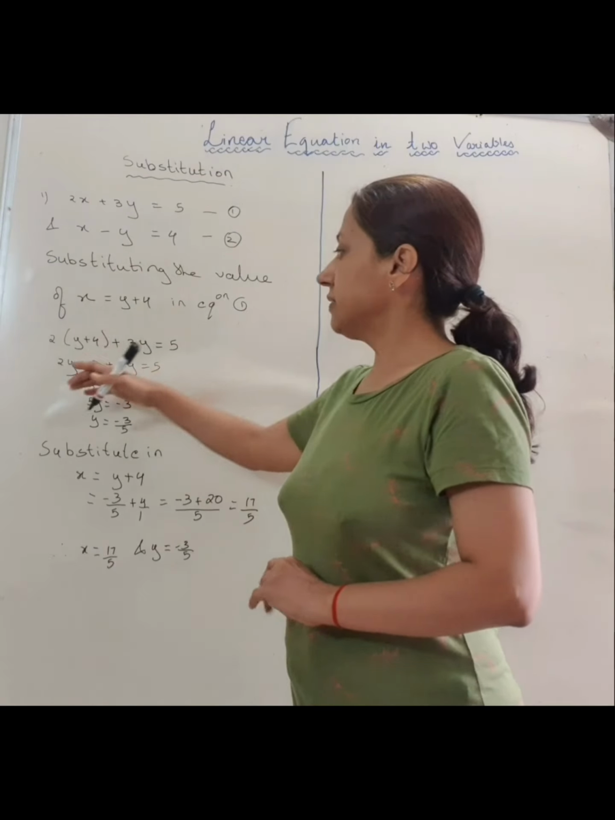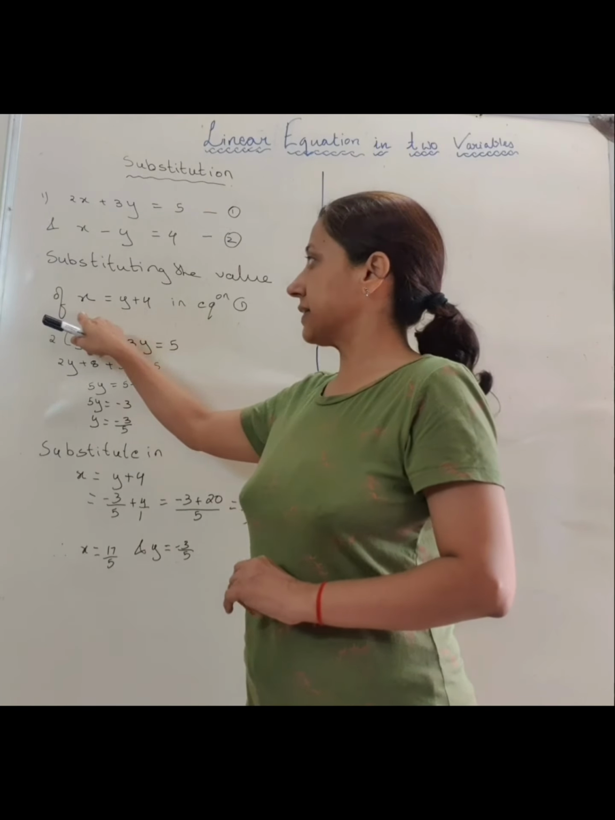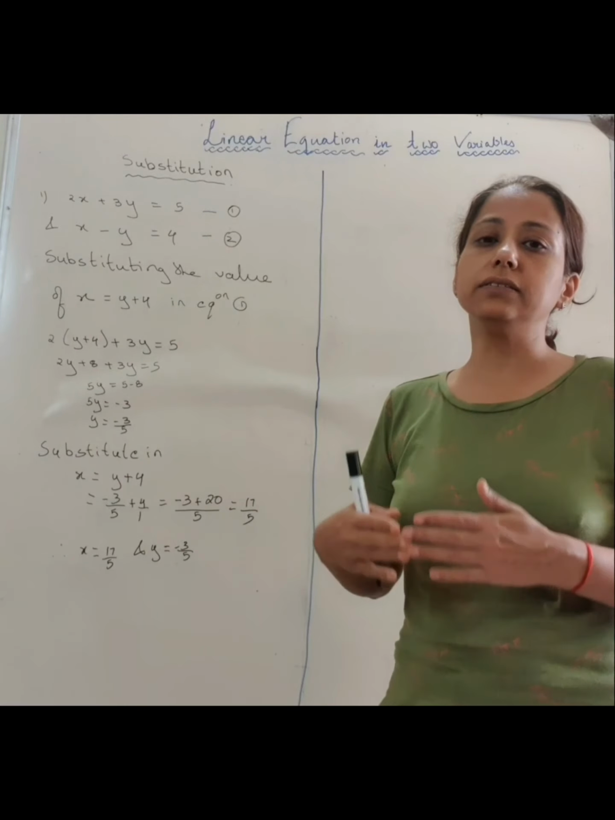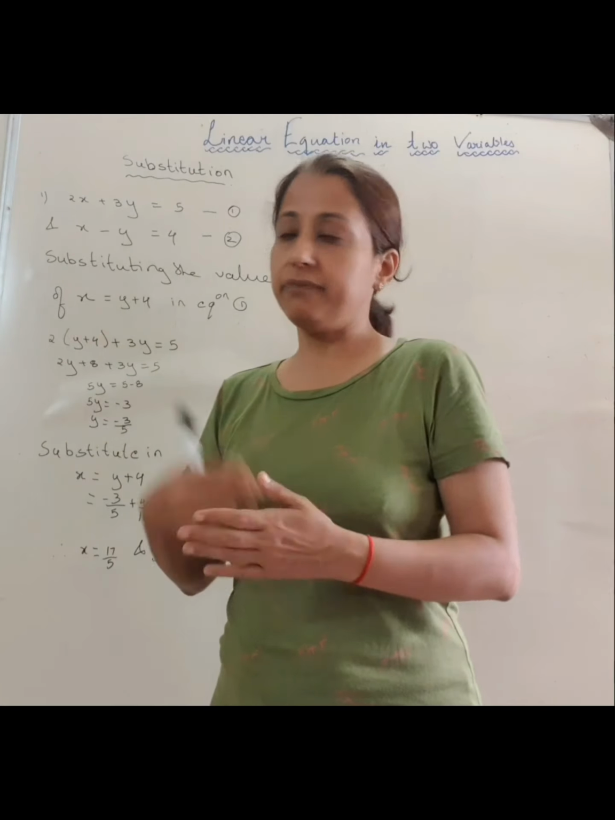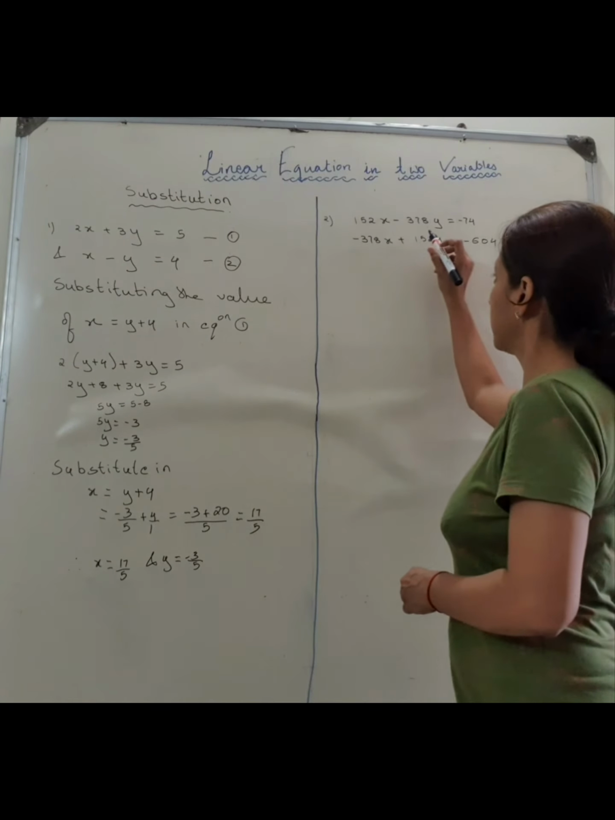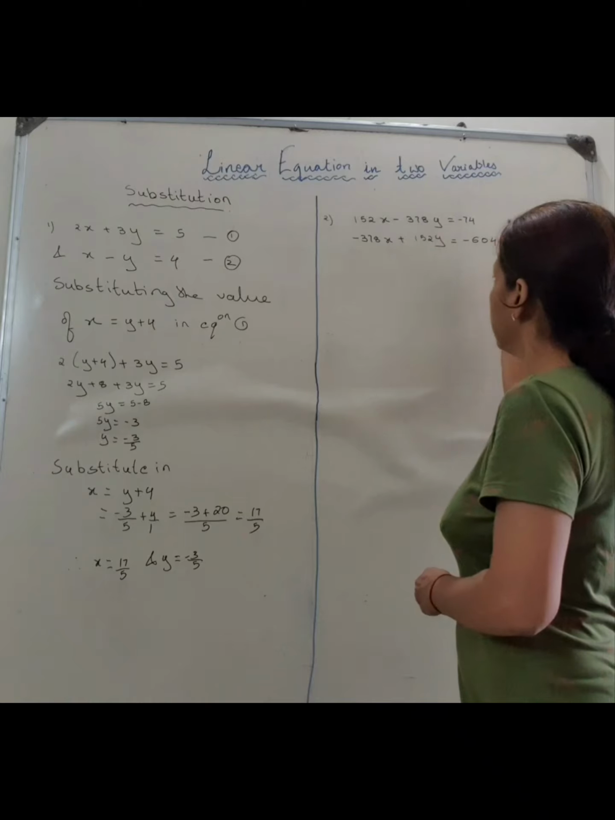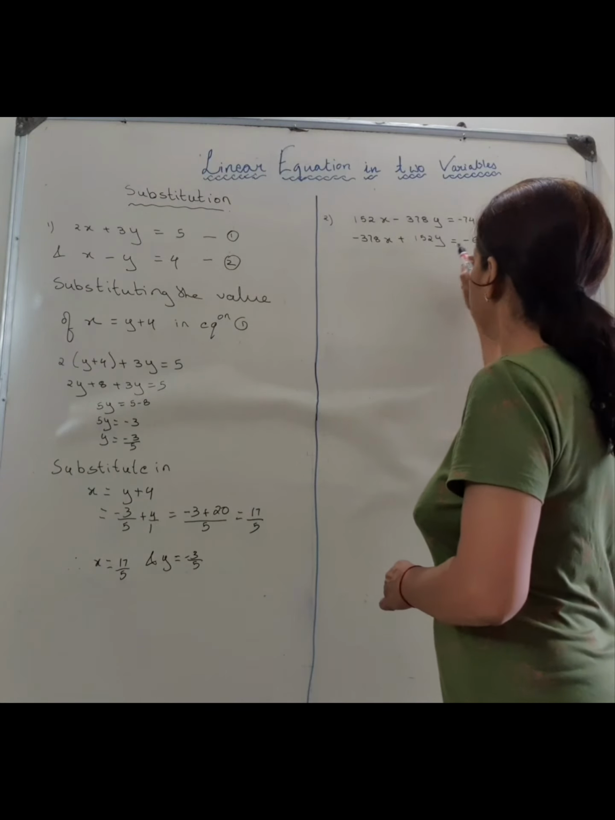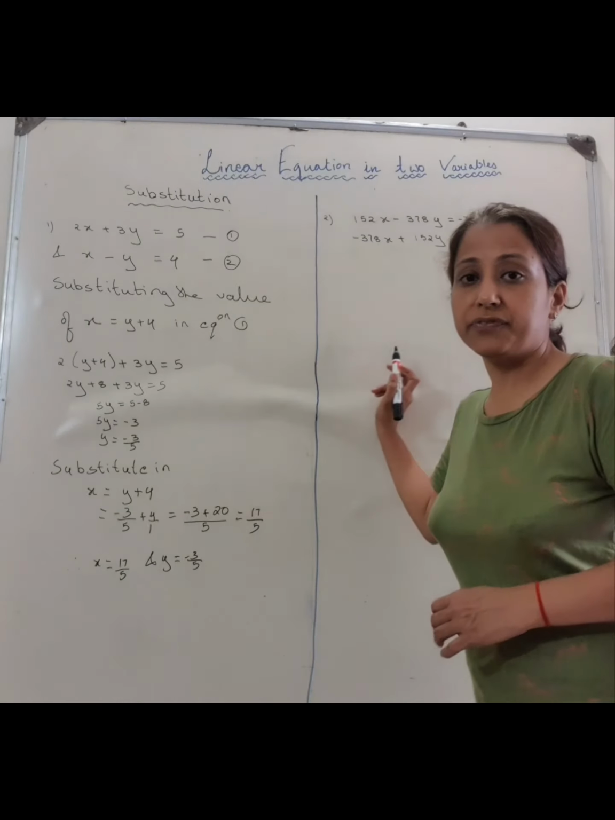Now over here, as you have seen, we have substituted the value of x. You can also substitute the value of y. Either way the sum can be done. Okay, now we'll take up another sum. For example, 152x minus 378y is equal to minus 74 and minus 378x plus 152y is equal to minus 604.